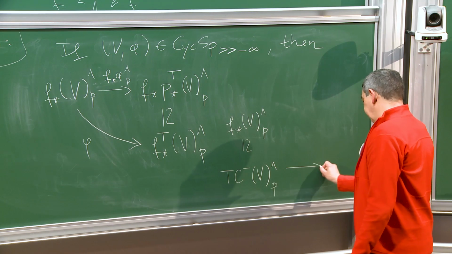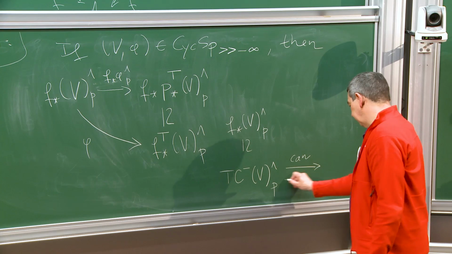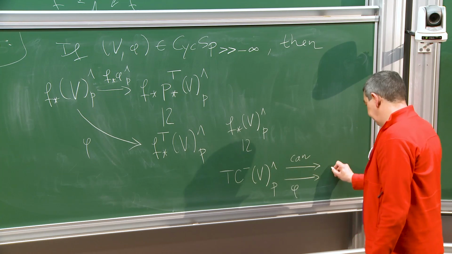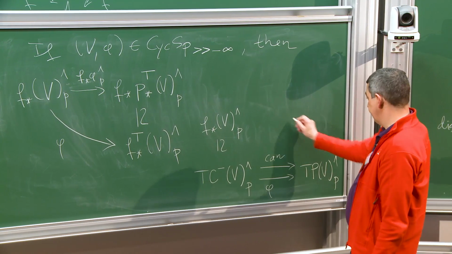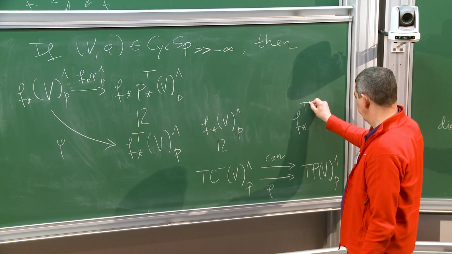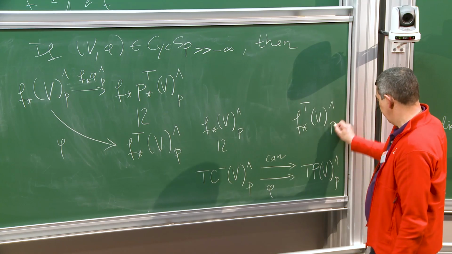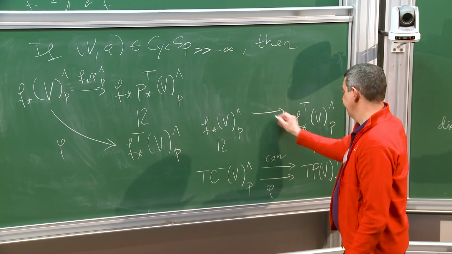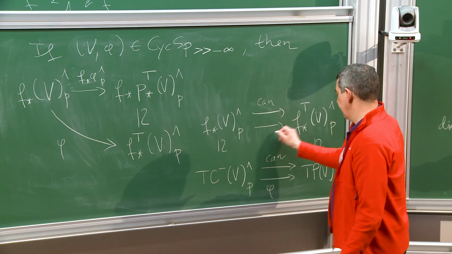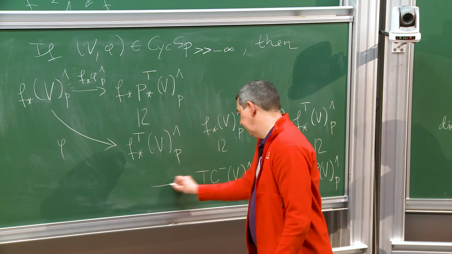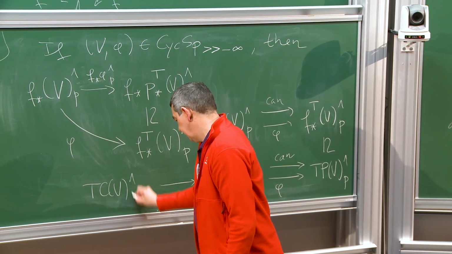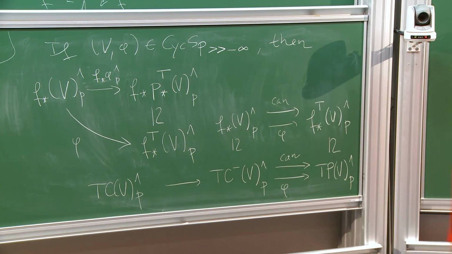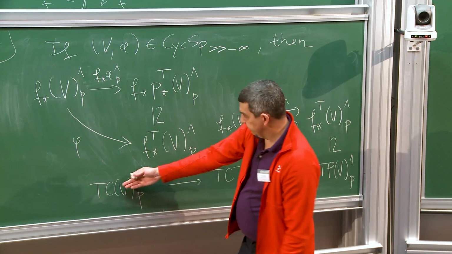Then here I have two maps. I have the canonical map, but now I also have this map phi. And so I can take the equalizer of these two maps. And that's the definition of TC.